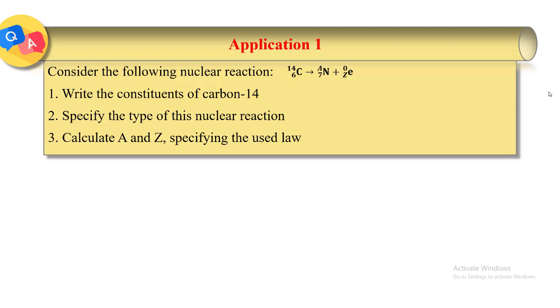Let's solve application 1. Consider the following nuclear reaction. C14 decays into nitrogen with mass number A plus a particle. It may be an electron or a positron. In the first question, we have to determine the constituents of carbon 14. In other words, we have to determine the number of protons Z, the number of neutrons, and the number of nucleons or the mass number A.